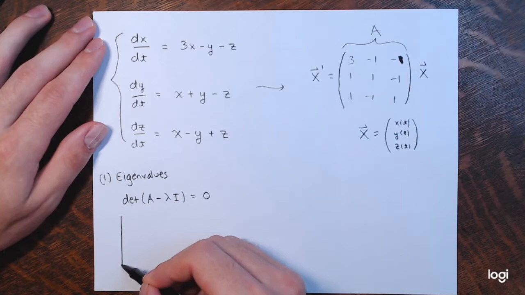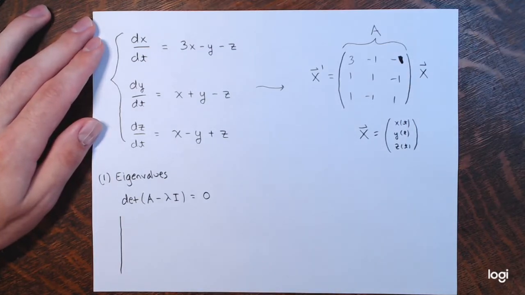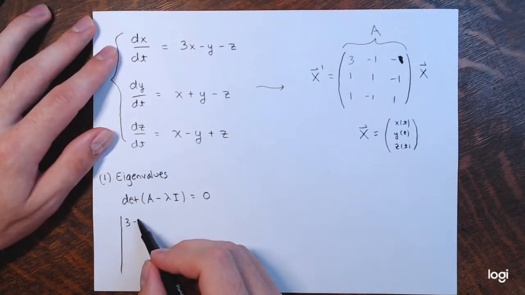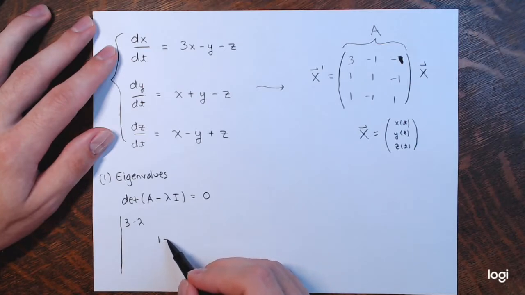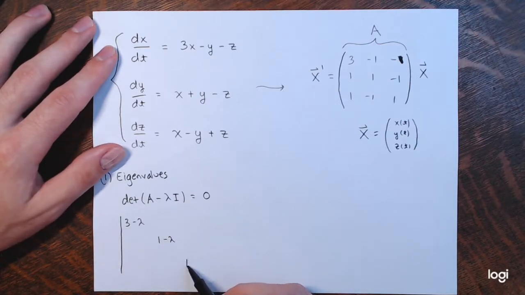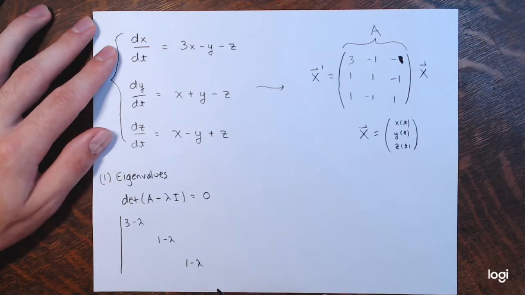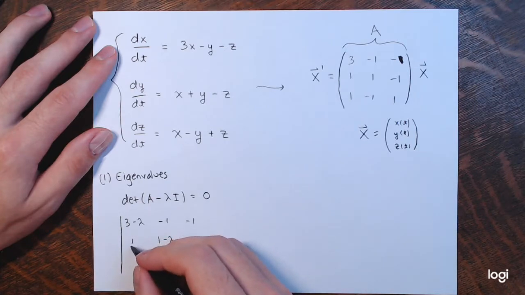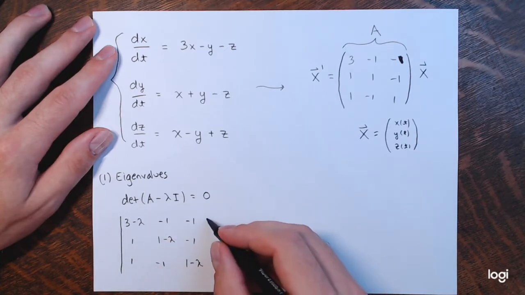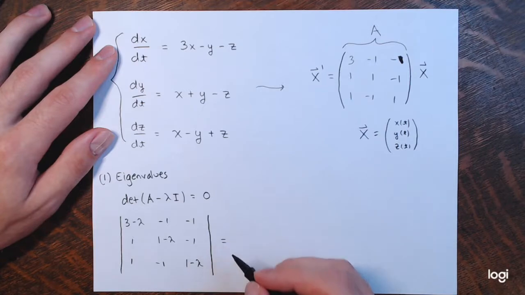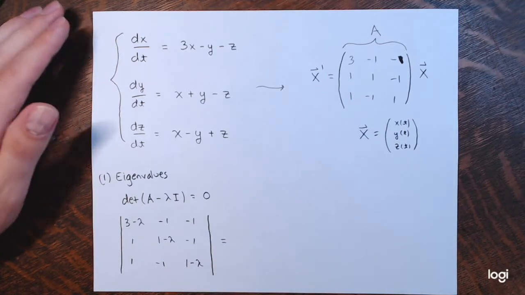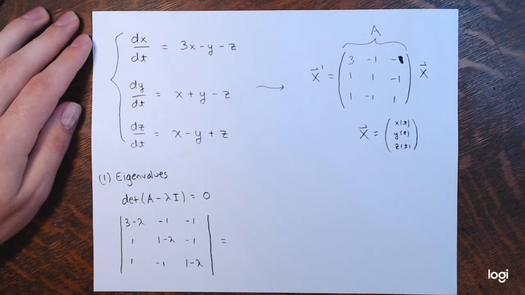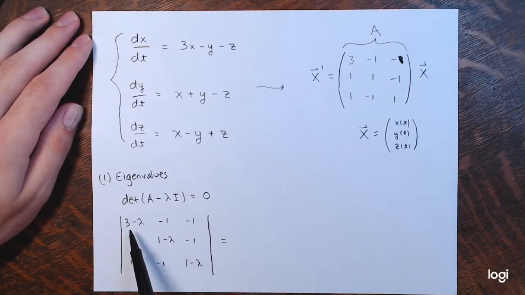All right, so I set up the determinant here. So I got 3 minus lambda, 1 minus lambda, and 1 minus lambda again down the main diagonal. And then all the other entries are the same, -1, -1, -1 here, and then 1, 1, -1. Okay. All right, so this is going to be a lot of algebra. I'll just do cofactor expansion across the first row.